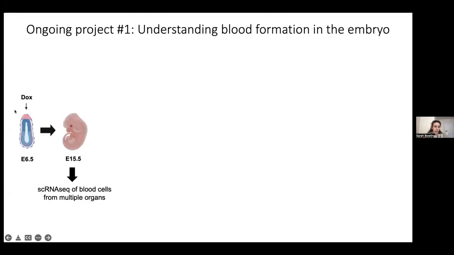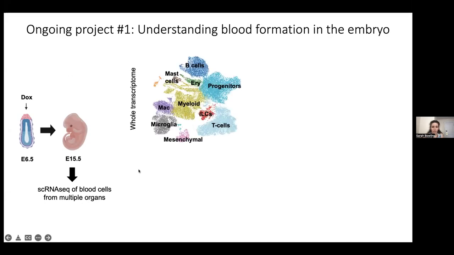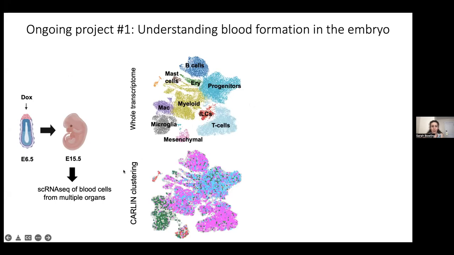So to understand this, we barcoded embryos early in development. We took blood cells from a range of different organs late in gestation, and we performed single cell RNA sequencing. So we were able to precisely annotate our cell types, and then using our Carlin information, we were able to cluster them into groups of cells that were linked at the clonal level. So here I'm showing, as different colors, different groups of progenitor cells with similar outputs.